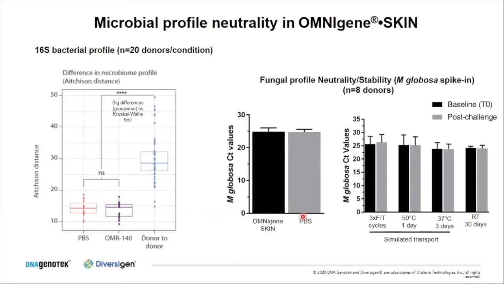And we also tested neutrality for fungal. So again, we collected in OMNIgene SKIN versus PBS, and you see that we see no differences in the amount of M. globosa we're able to detect, meaning that we're not shifting the fungal profile or the bacterial profile when collecting sample in OMNIgene SKIN.